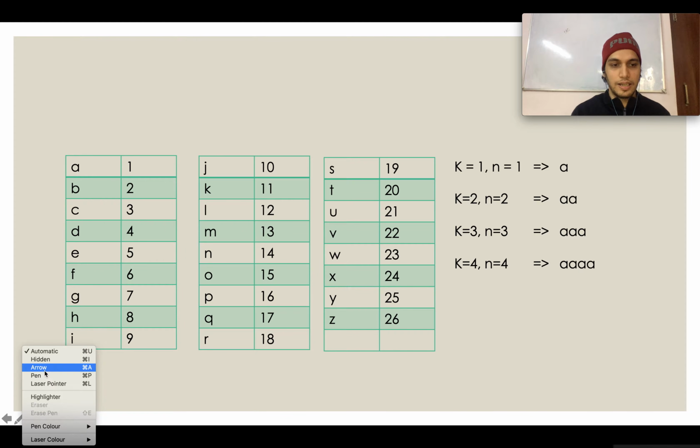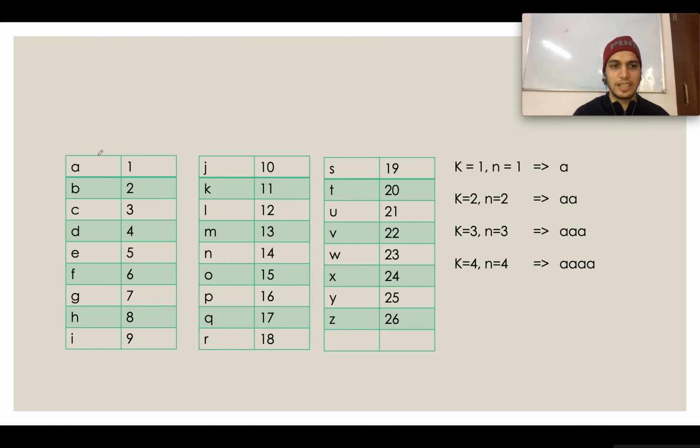I have highlighted the mapping: a maps to 1, z maps to 26, and similarly for the rest of the elements. So let's take a few examples and derive the approach. Whenever k is 1 and n is 1, what is the string length that should be there? 1. What is the value that we are looking for? The numeric value 1. So the answer is a.